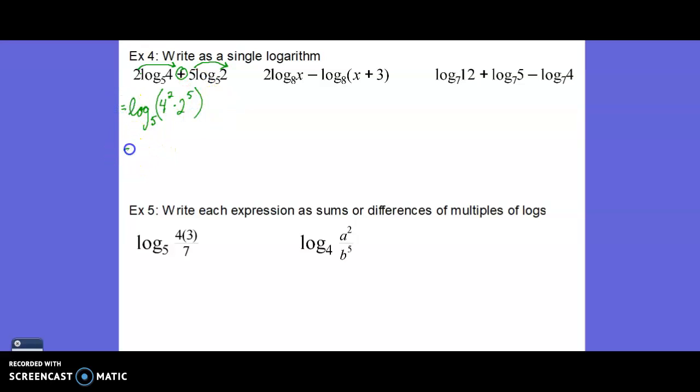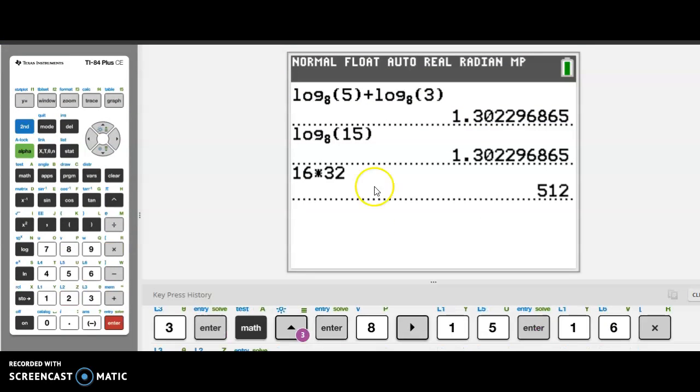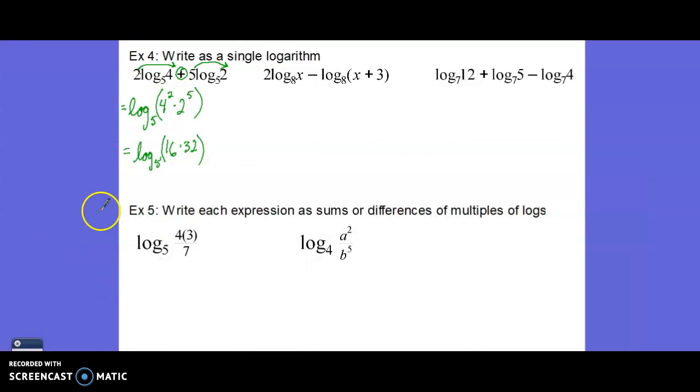So what does that mean? It means we're looking at log base 5. Well, 4 squared is 16, and 2 to the 5th, 2, 4, 8, 16, 32. There's 5 2's there. I'm really bad at math. Sometimes I just forget. 16 times 32, 512. So the answer that they'd be looking for is log base 5 of, I already forgot what the number was, 512.